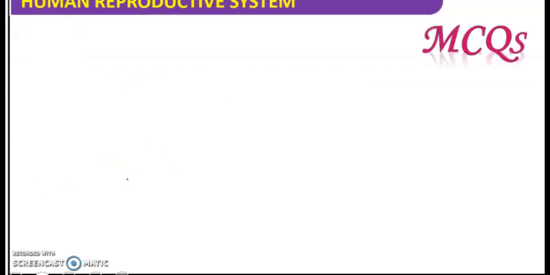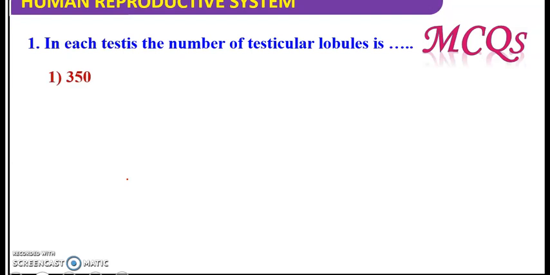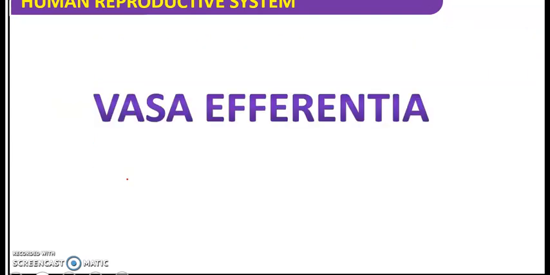So let us see some questions that are associated with the primary sex organs of the male reproductive system. In each testis, the number of testicular lobes are 350, 420, 250, 500. The correct answer is 500.